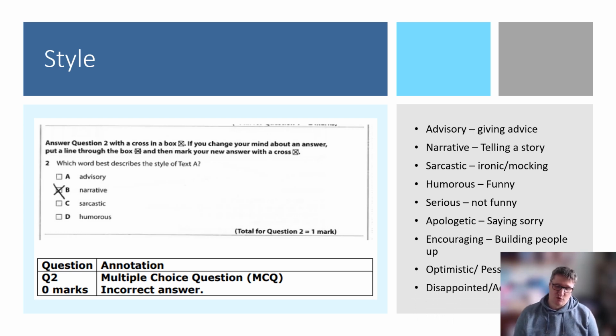You could be disappointed, or you could be very happy about something, and you would be able to identify this by looking at the text, getting an overall feeling of the style of the text.